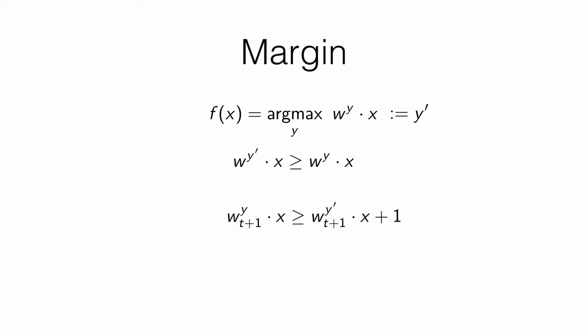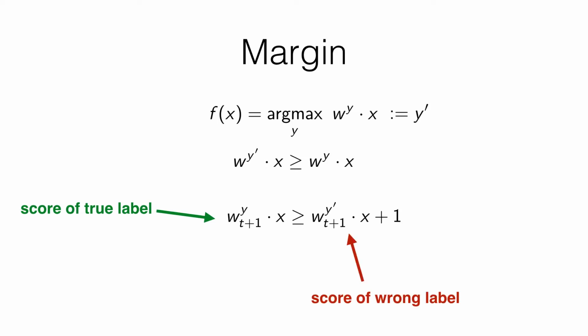So what this says is that the score for the true label is going to be greater than or equal to the score for the wrong label, the one that we predicted originally, plus 1. So that's our overall goal: to adjust W, to change W such that we satisfy this condition. Let's make sure we understand the condition. We want the score for the true label to be higher than the score for the label that we got wrong, plus 1. So we want the score to be at least 1 better than what we originally thought was the right answer.